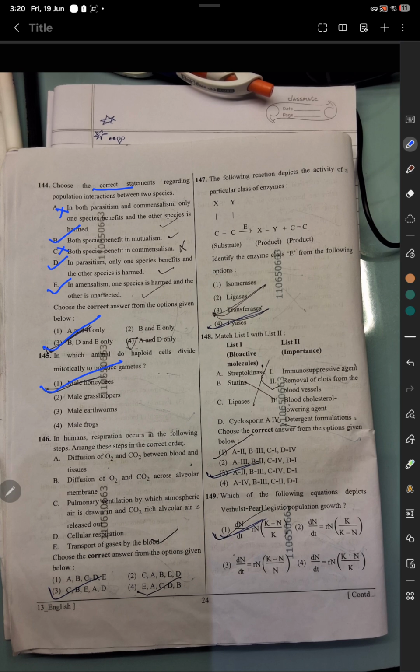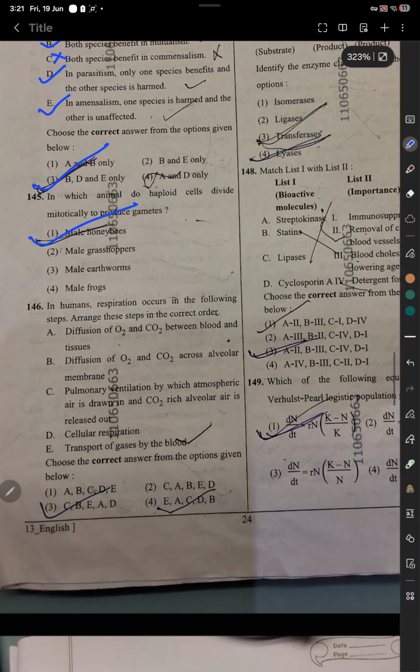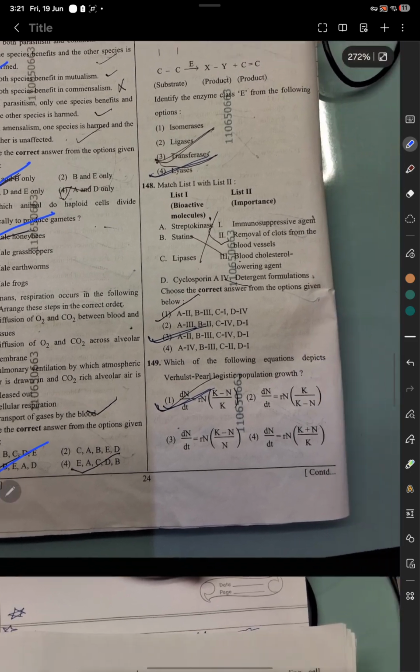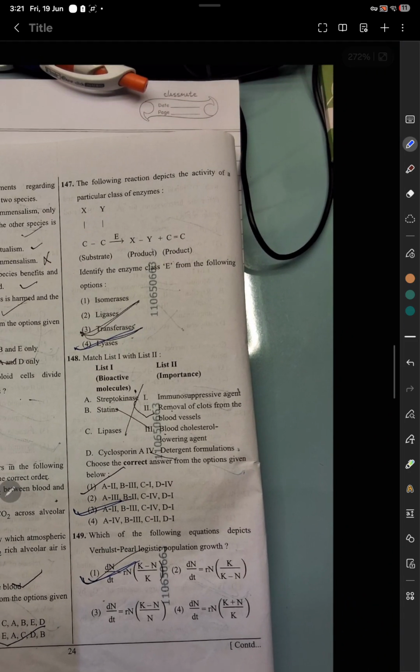Question 146. In humans, respiration occurs in different steps. Arrange these steps in the correct order. So we have to arrange this, and option number 3 is correct. First C, then B, then E, then A, then D. So this is your correct option. Let's move to the next question.